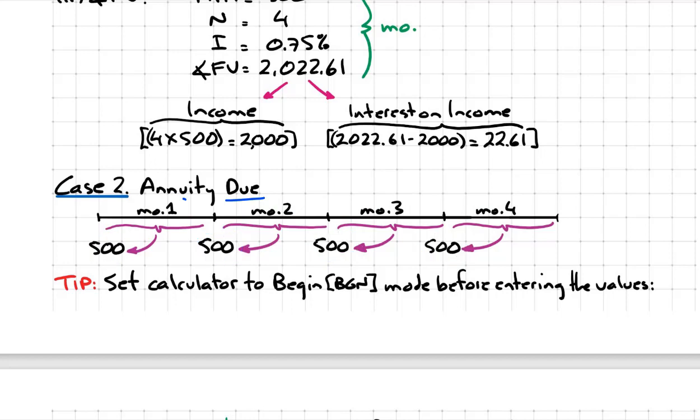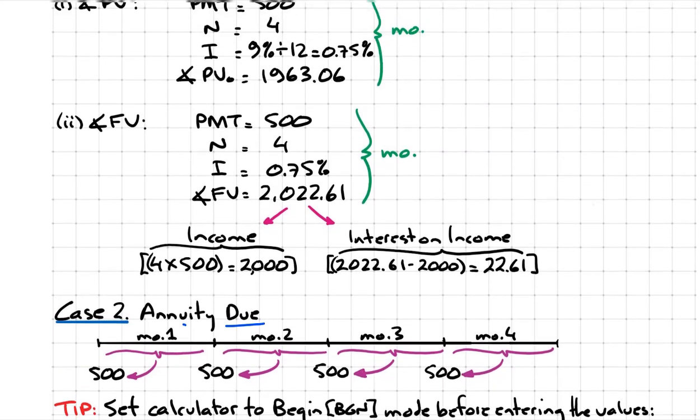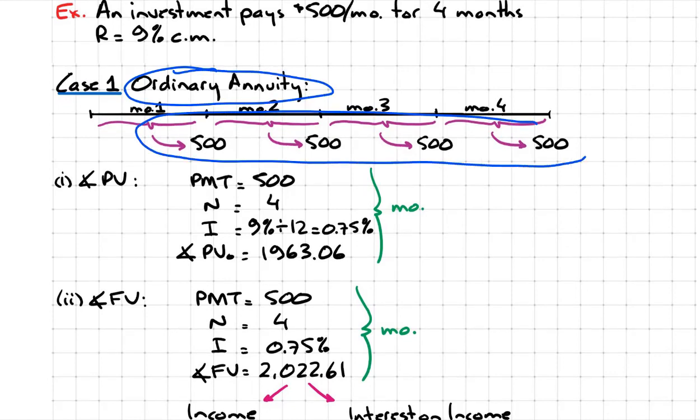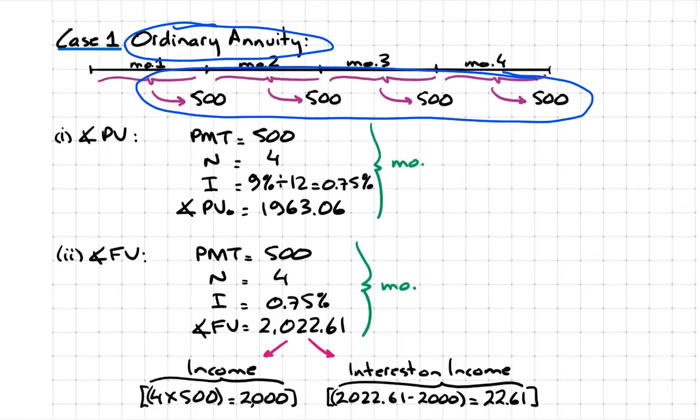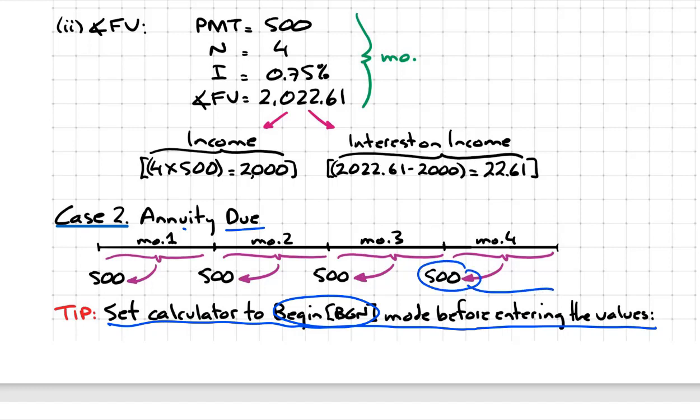Now tip, your calculator is actually by default set up to ordinary mode. So this ordinary annuity, your calculator actually has this built in. In other words, the assumption that the cash flows are occurring at the end of the year. So if that changes, whereby the cash flow is occurring at the beginning of the year, you will need to set your calculator to begin mode before you enter these values. Because if you don't switch your calculator to begin mode, your calculator is going to assume that the $500 are occurring at the end of each period.